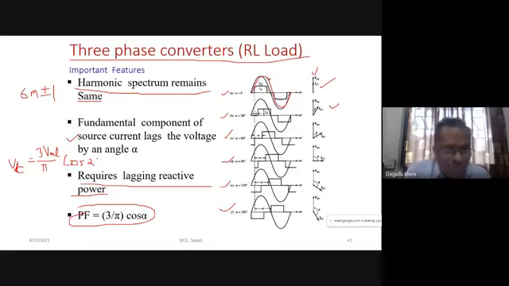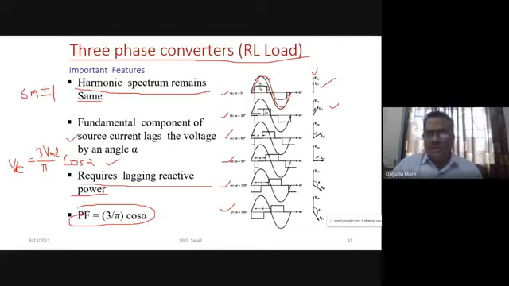VML means M stands for peak value, L stands for line, so VML is the peak value of line voltage. Thrice VML by pi cos of alpha will be the expression for output voltage. At alpha 90, the average output voltage will be 0. For alpha greater than 90 degrees, our output voltage is negative. So thrice VML by pi cos of alpha is the expression for average DC output voltage, and the power factor of this 6 pulse converter is given by 3 by pi cos of alpha.